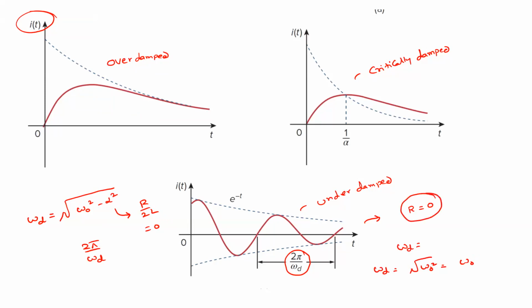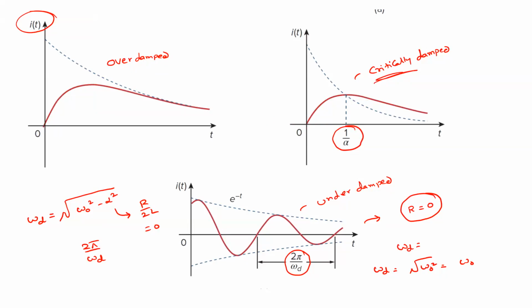What is the meaning of damping? Damping means the gradual loss of the initial stored energy. Here, how is the current behaving? Starting from 0, it suddenly reaches some peak value and then dies to 0 gradually. In the critically damped case, it reaches its peak value at time equal to 1 by alpha.